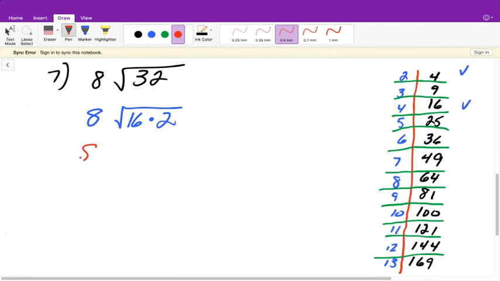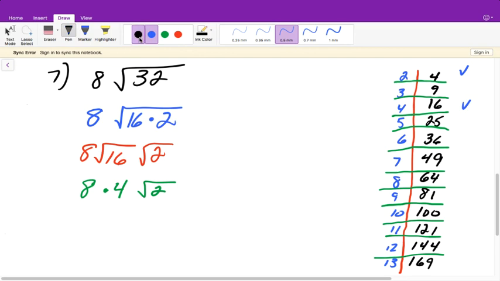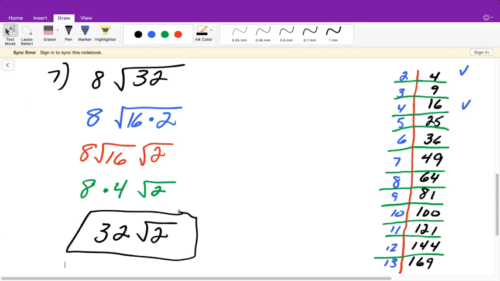All right, I'm going to separate them so I can focus on them individually so I know what comes out and what stays in. So 8 times the square root of 16, well, I know the square root of 16 is 4, so it becomes 8 times 4. The square root of 2 gives me an irrational number, so it stays. Well, 8 times 4 gives me 32, so it's 32 times the square root of 2. All right, these are the exact same values. These equal the same digit. It's just one is simplified while the other is not.